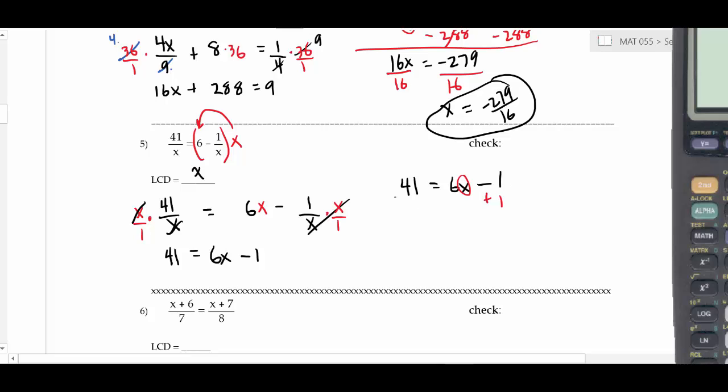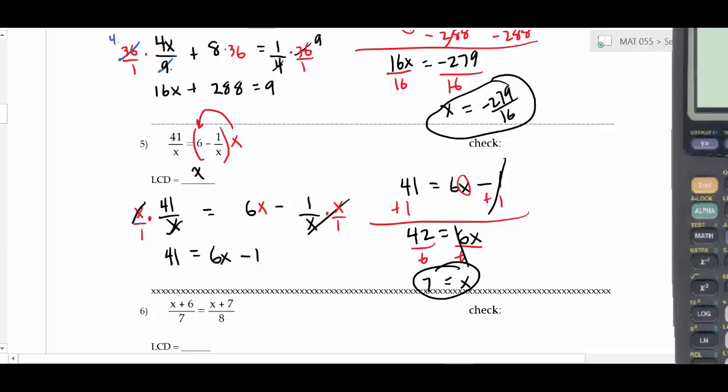So we're going to add 1 to both sides. That should give you 42 equals 6x. And then you can divide both sides by 6. So what did you get as your answer, hopefully? X equals 7. Okay, like that.